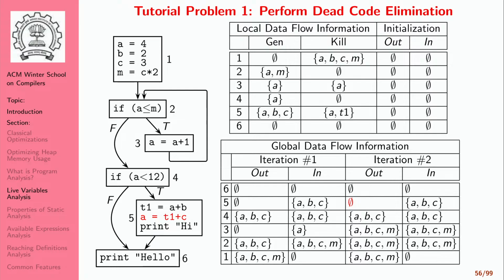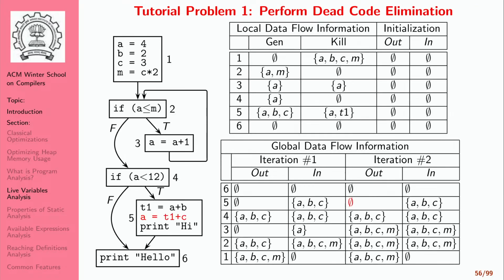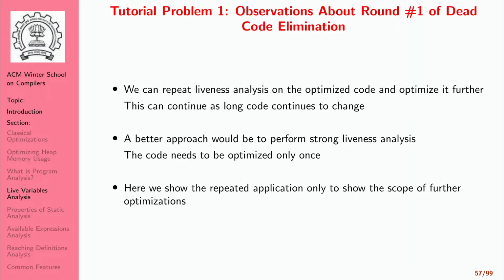So if we do this, we can repeat the liveness analysis. We can eliminate this and repeat the liveness analysis. The point is, you have done an analysis and now you are optimizing the code, you are changing the code, because of which some results of the analysis will change. So you can repeat the analysis, once again do the optimization, once again repeat the analysis, keep doing it as long as you want.